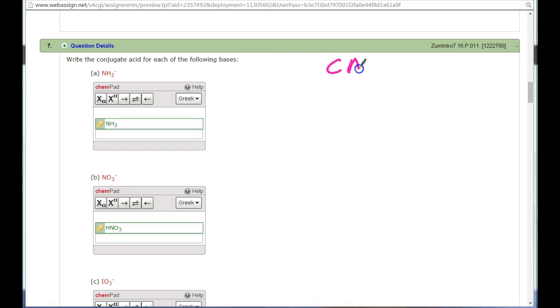So if you're a conjugate acid, you came from a base. If you're a conjugate base, that means you came from an acid because they're opposite pairs. So we're trying to find the conjugate acid. So it started from a base. To go from a base to a conjugate acid, you gain an H.